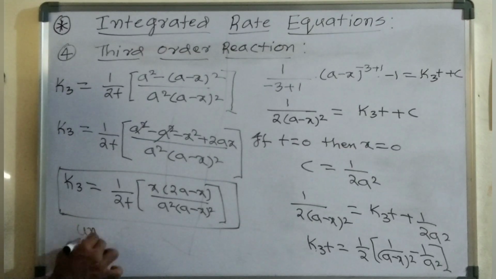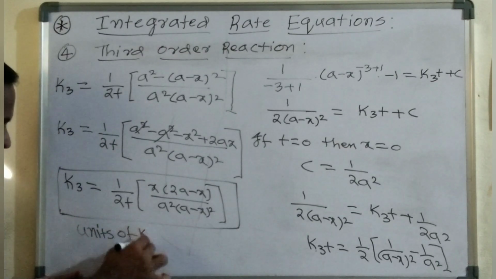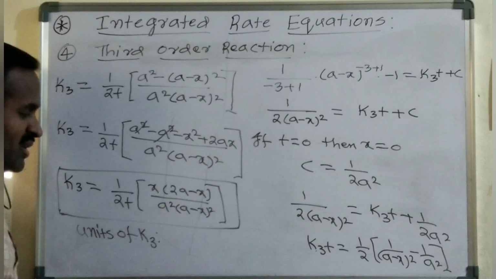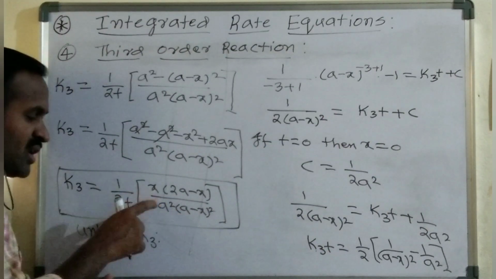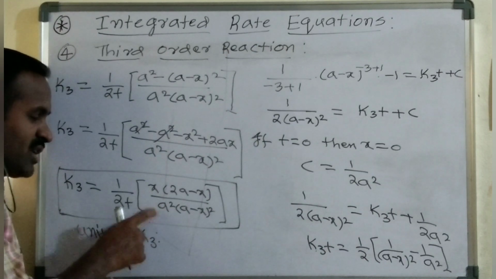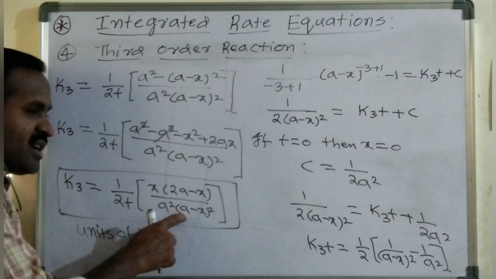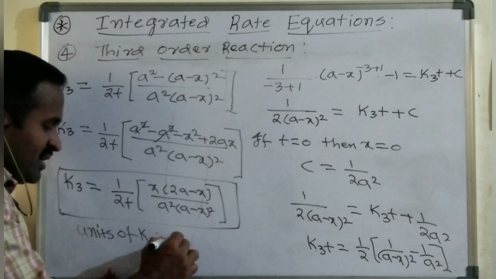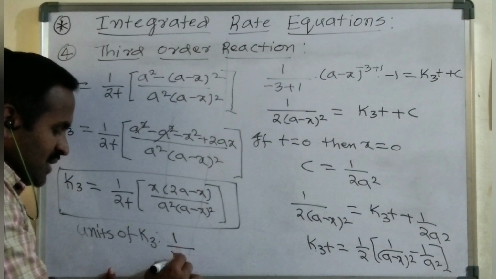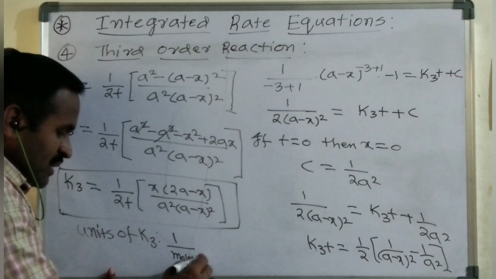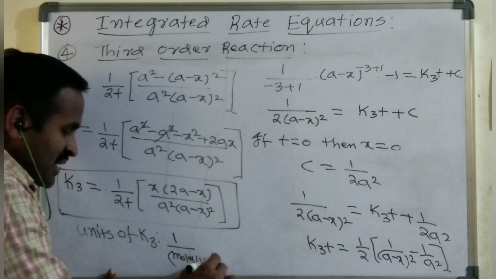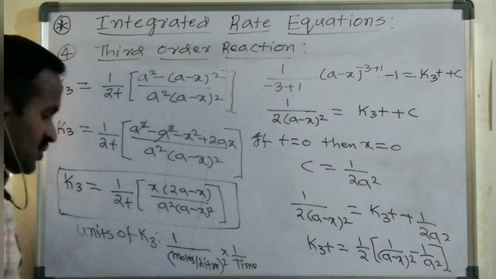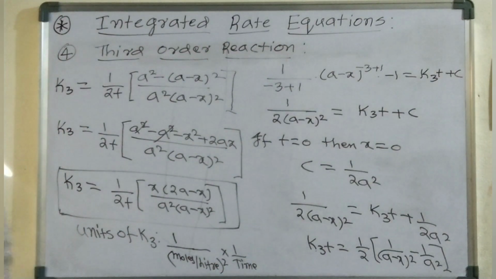Now the units of k3. The units are time inverse, and in the (a minus x) terms, the x units are moles per liter and a square units are also moles per liter whole square, so they cancel. What remains is 1 by (moles per liter) whole square into time. So the units of k3 are liter square per mole square per unit time.